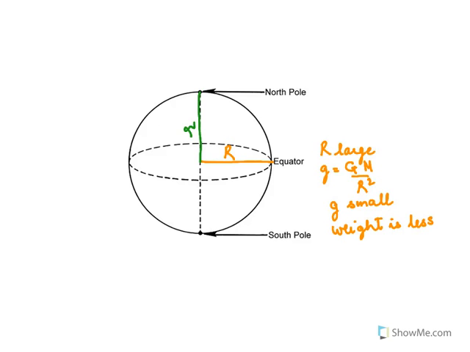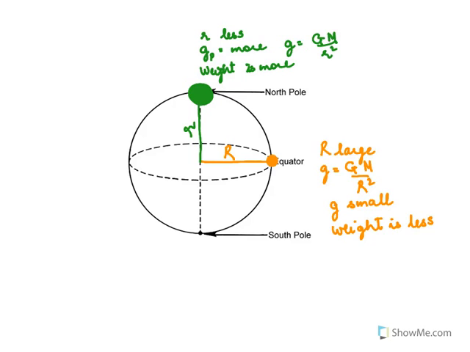But when we come to the pole, at the pole the radius is less, and because the radius of the Earth is less, the acceleration due to gravity at the pole is more. Because I repeat again, g is GM over r square. The denominator is small, so the fraction becomes large. If g is more at the pole, the weight at the pole is more. So we weigh much more at the pole, and at the equator our weight is less.